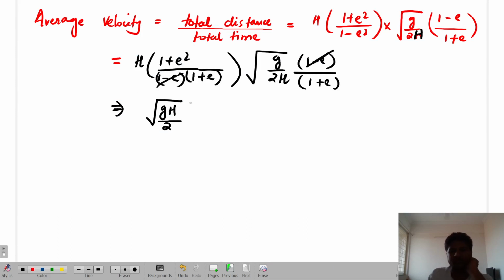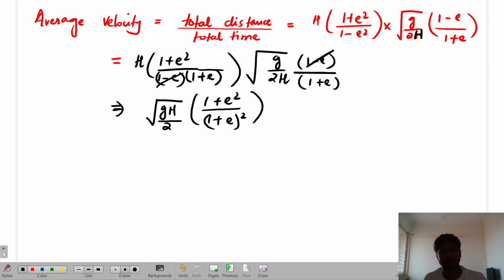Yeah, not root under gh by 2, but 1 plus e square by 1 plus e whole square. That's my average velocity lesson. Are you able to get me or not? Okay. Similarly, you can find average velocity.